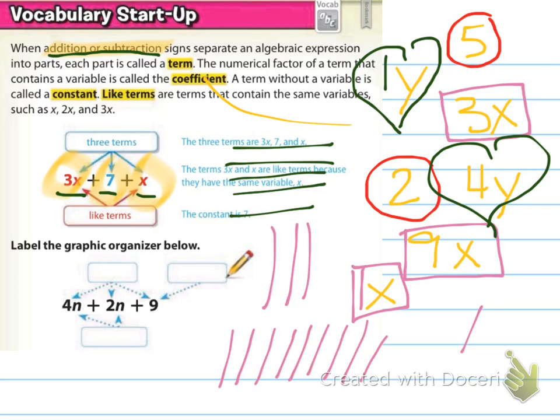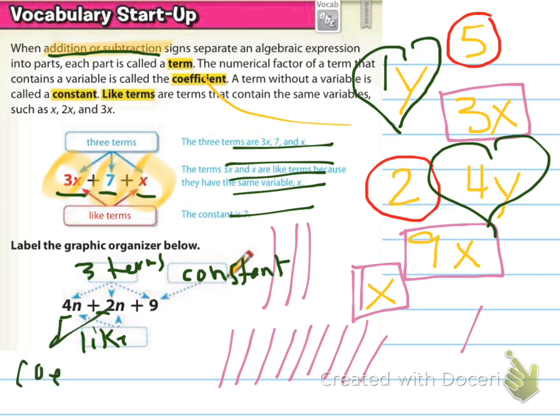So let's see. Labeling the graphic organizer below. Here we have our three terms. Okay, three terms. The n values, these are our like terms. And then the 9 is called our constant. And if they were just underlining maybe the 2 and the 2 and the 4, we could call those our coefficients.